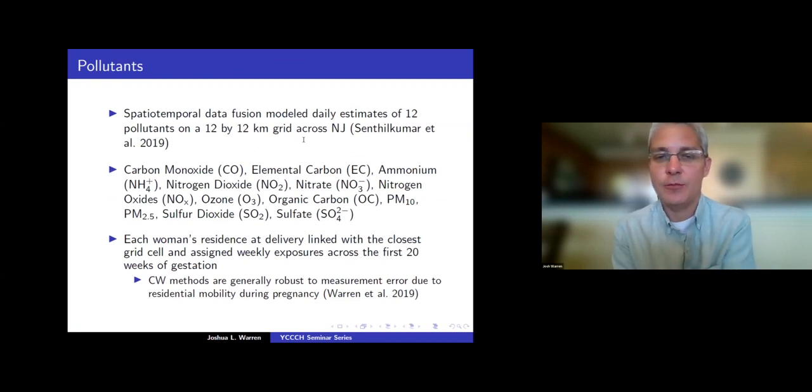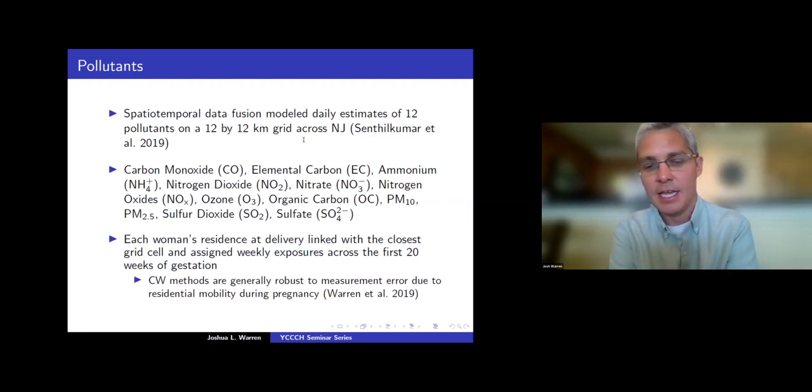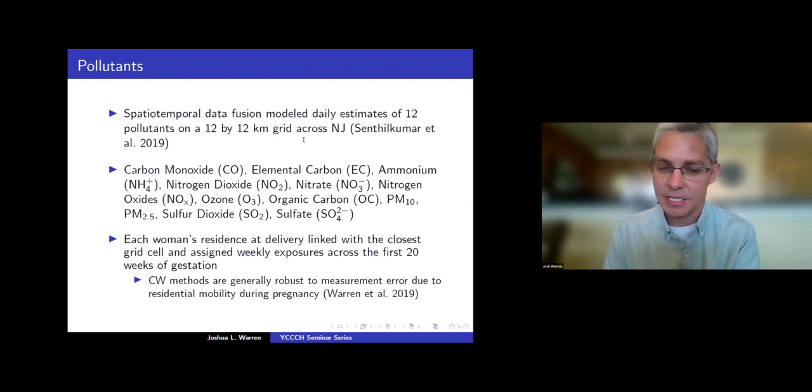I mentioned we relied on a data fusion model that gave us fine scale, spatially and temporally resolved estimates of 12 pollutants across New Jersey, across the US actually, but focusing here on New Jersey. So you can see the pollutants listed here. And we linked each woman's residence at delivery with the closest grid cell where estimates and predictions were available, and assigned weekly exposures across the first 20 weeks of gestation.